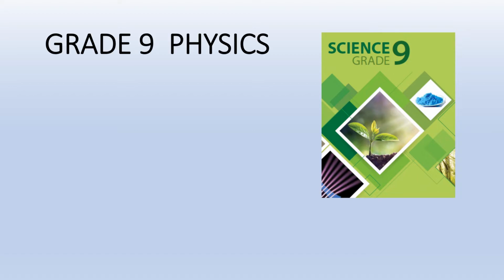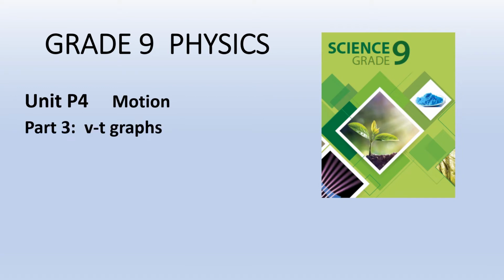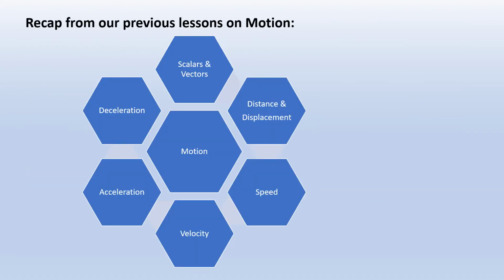Hello everyone. Today we are going to talk about physics at grade 9 level, and we are going to see the third part of the topic motion. We are going to see VT graphs. In our previous lessons on motion, we saw scalars and vectors quantities, distance and displacement, speed, velocity, acceleration, and deceleration.